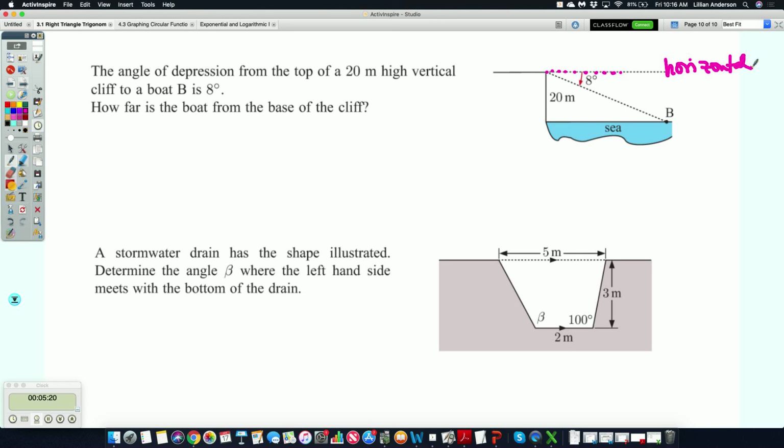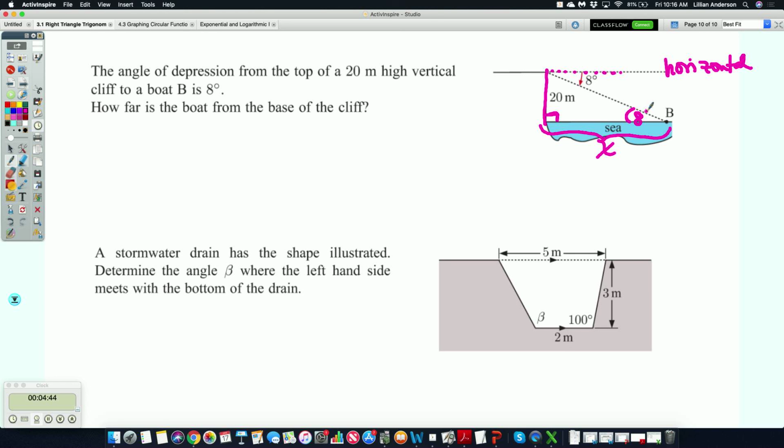How far is the boat away from the base of the cliff? What part in this picture are you looking for? That bottom line, the C, right? You're looking for this. Now, in this particular triangle, because the vertical cliff does make a 90-degree angle with the C, and because of alternate interior angles, you have your angle of elevation down there at B. So that is 8 degrees.